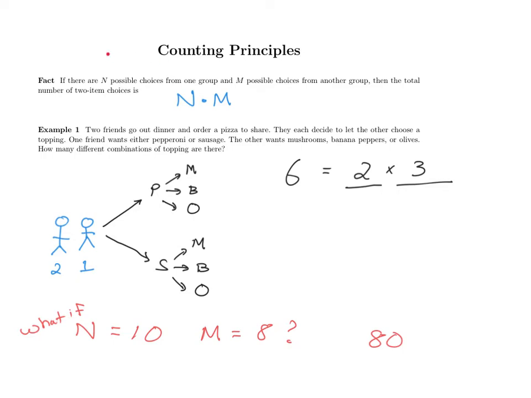So this counting principle is quite powerful in that it can speed up the process very quickly. But it has its limitations too, because it only works for 2 groups, because we're talking about a 2-item choice. What if there were 3 groups or 3 choices being made, or 4 or 5? Can we generalize this principle? The answer is yes, and we will look at that on the next slide.